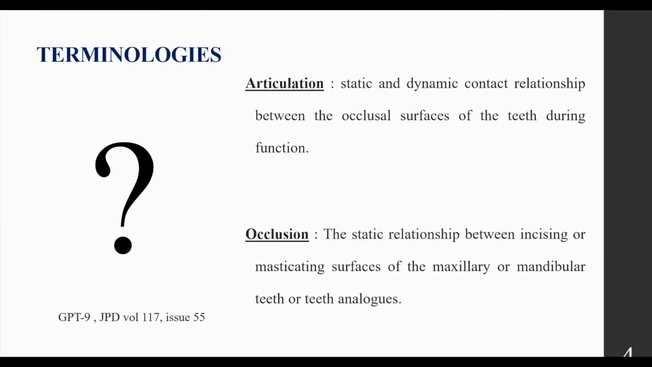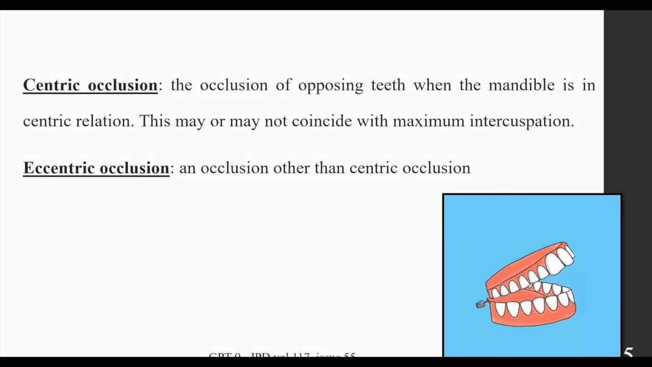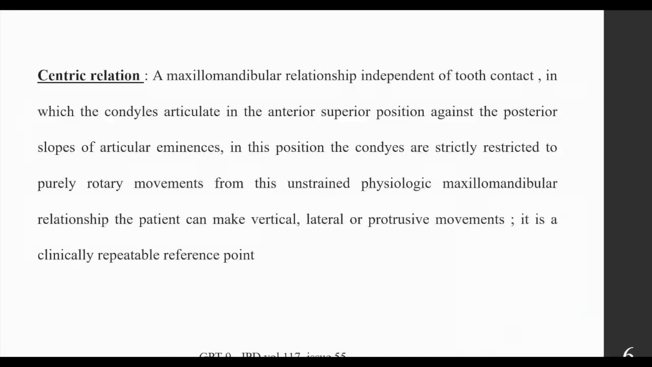Coming to terminologies, articulation is a static and dynamic contact relationship between the occlusal surfaces of the teeth during function. And occlusion is the static relationship between the incising or the masticating surfaces of the maxillary or mandibular teeth or teeth analogues. Centric occlusion is the occlusion of the opposing teeth when the mandible is in centric relation. This may or may not coincide with the maximum intercuspation. And eccentric occlusion is an occlusion other than the centric occlusion.